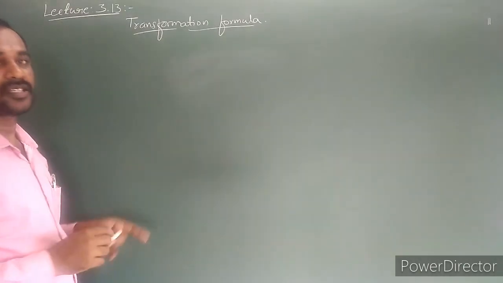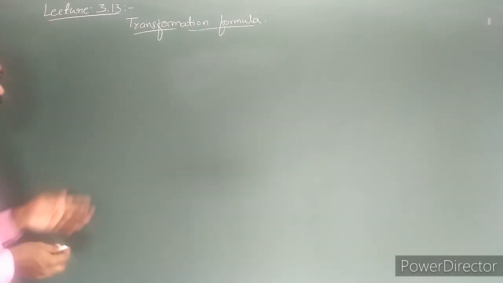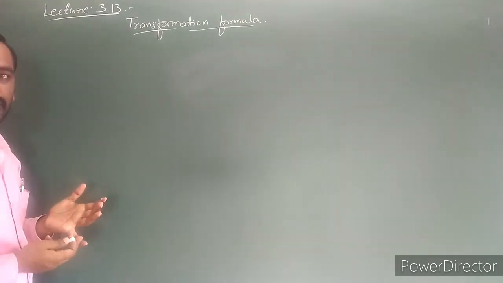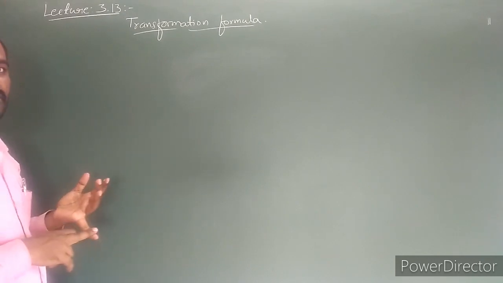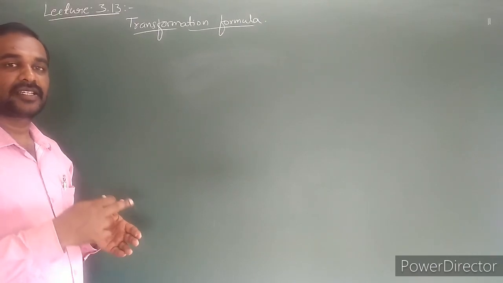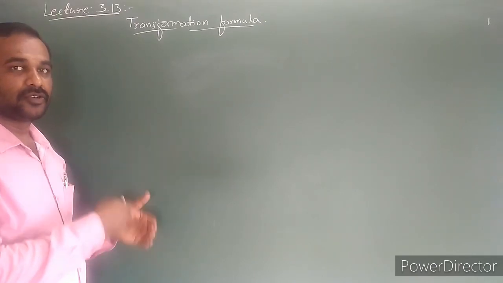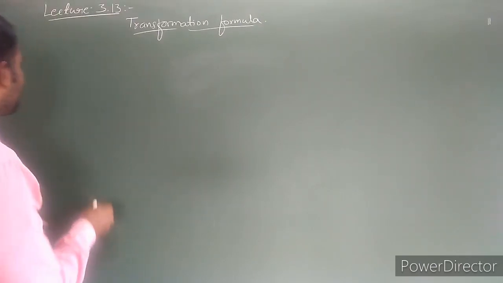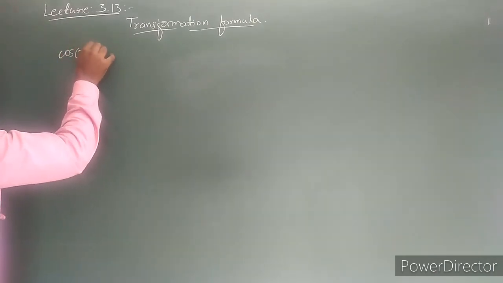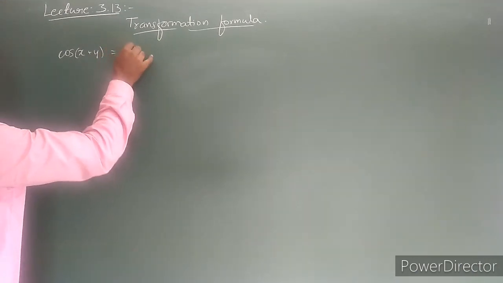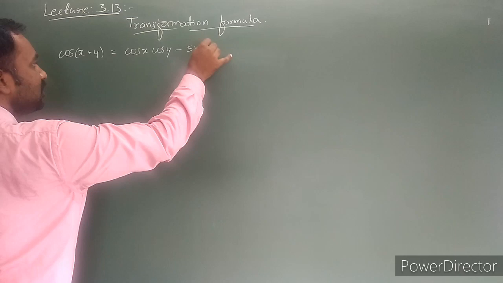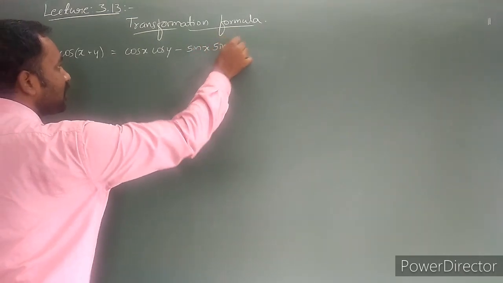How do we get these? Based on the compound angles. We already know the ratios of the sum and difference of two angles: sin(x+y), cos(x+y), cos(x-y), sin(x-y). Using those conditions only, I am deriving the values. First of all, we know that cos(x+y) is cos x cos y minus sin x sin y.